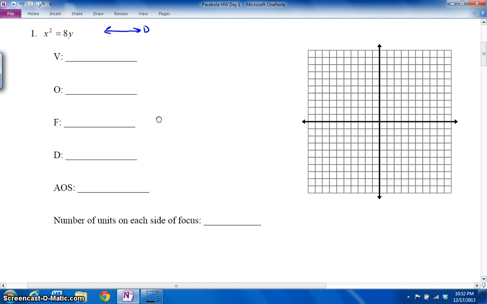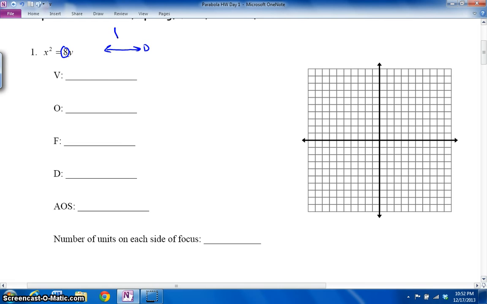Looking at the y variable, the 8 contains our 4p. Alright, and this 8 happens to be positive, which will make our parabola open upwards. The focus inside somewhere. Okay, so now that we have a general idea of what we're going to be graphing, let's go ahead and graph it.